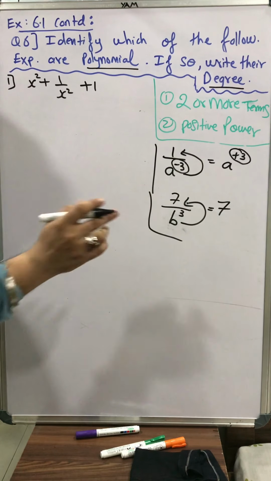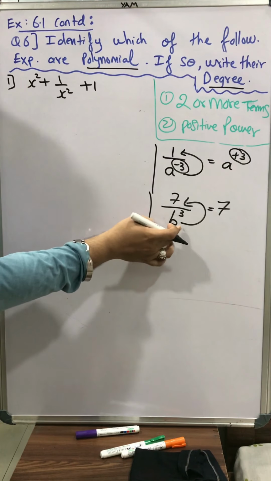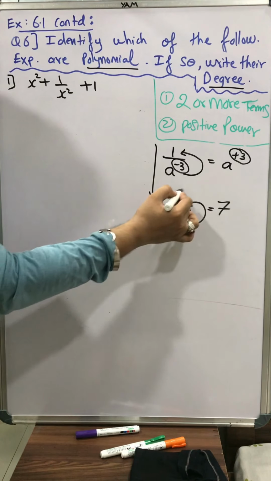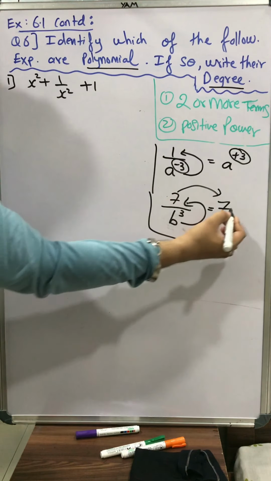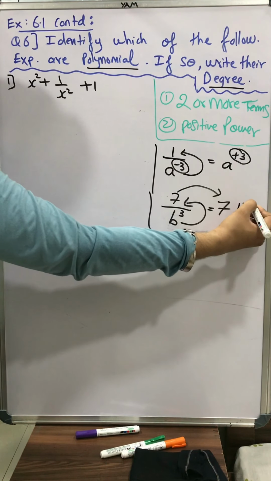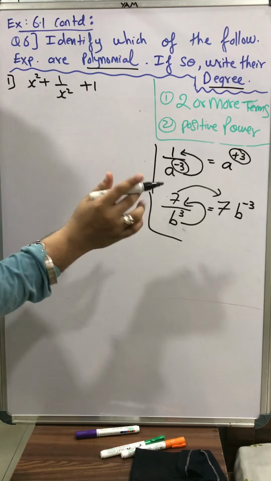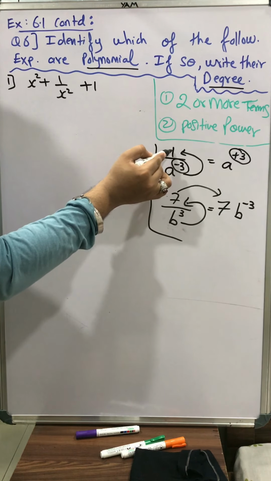I repeat my question again. I have 7 upon b raised to 3. Somebody tells me you need to bring this b in the numerator. Okay, so 7 in the numerator remains as it is. Now I am bringing this b raised to 3 in the numerator. This will become b raised to minus 3. A minus will be introduced in the power, that's it. This minus 3 became plus 3 when a comes up.